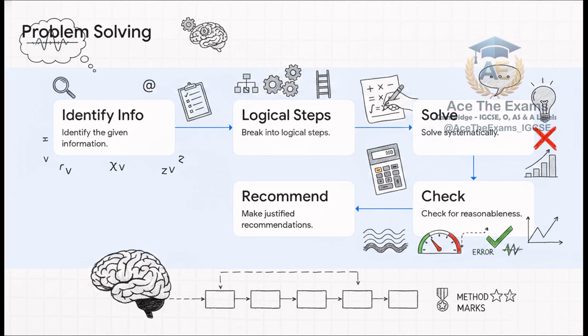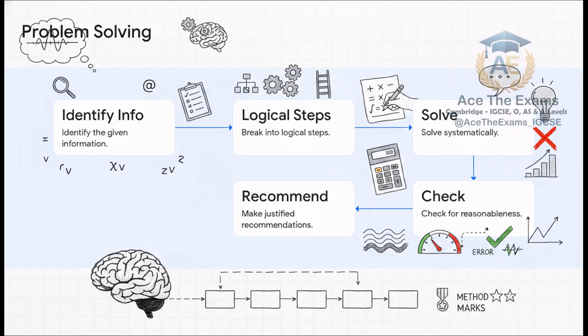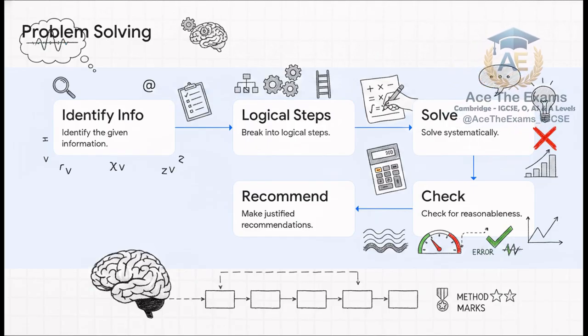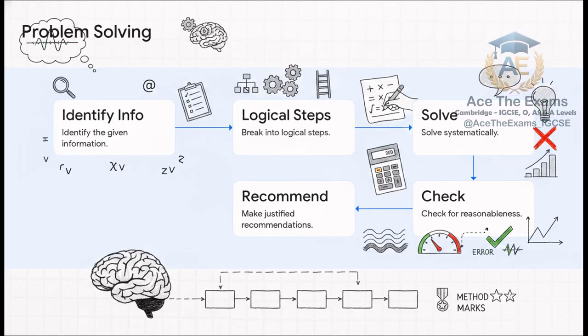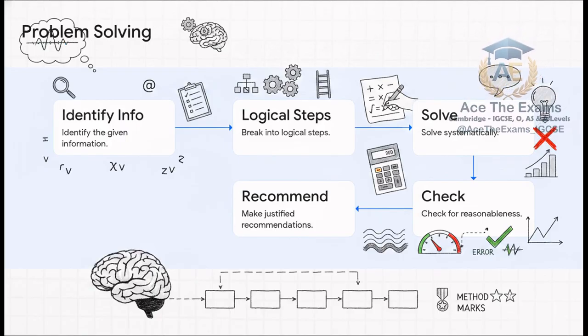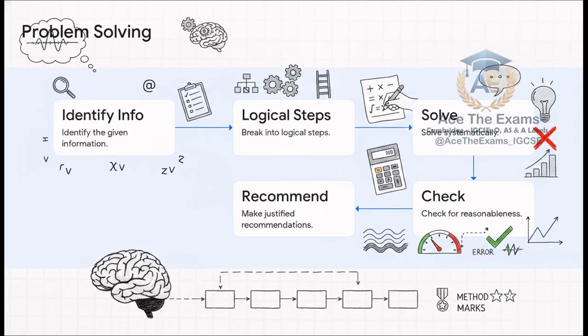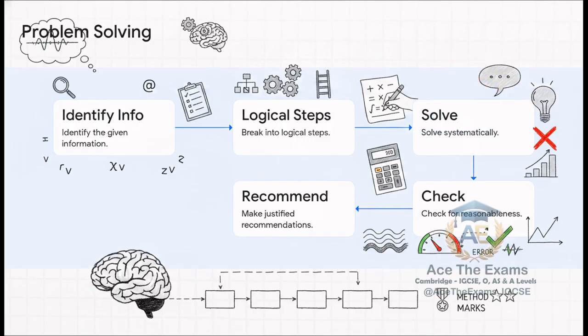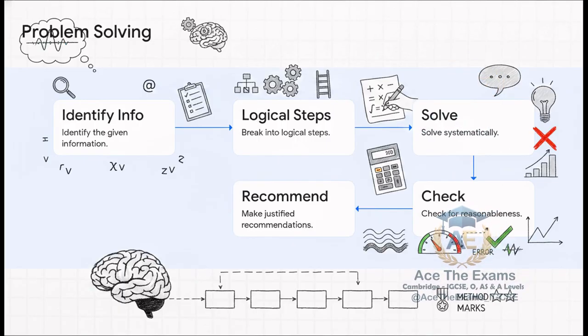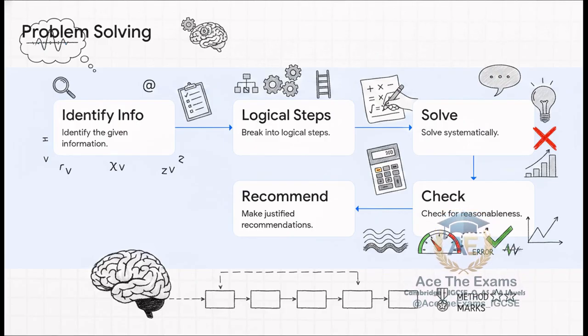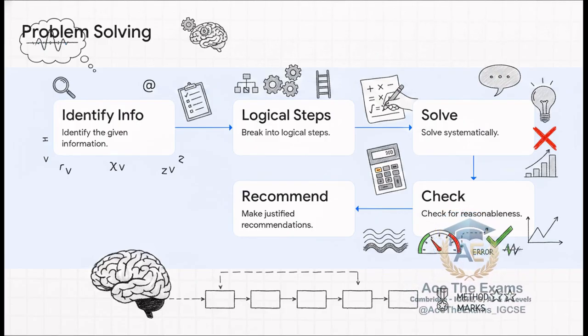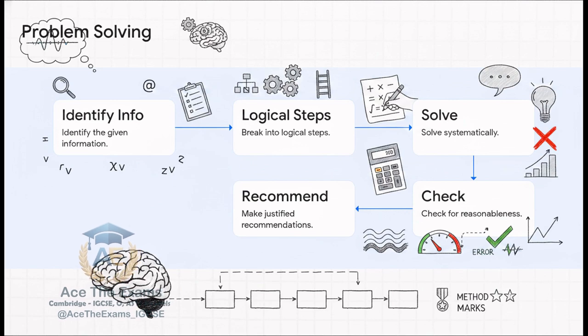Step 4. Check for reasonableness. This is huge. If your calculated speed of a water wave in a ripple tank comes out faster than the speed of light, you've made a math error, and you need to catch it. A good physics student spots that absurd number immediately. Finally, make justified recommendations based on your data. If you write out your calculation logically, step by step, like this, the examiner can actually follow your brain's thought process. Even if the final answer is slightly off due to a rounding error, this system acts like a safety net. It catches all those precious method marks.